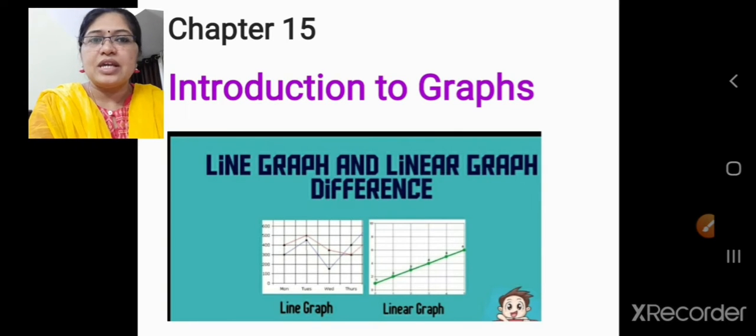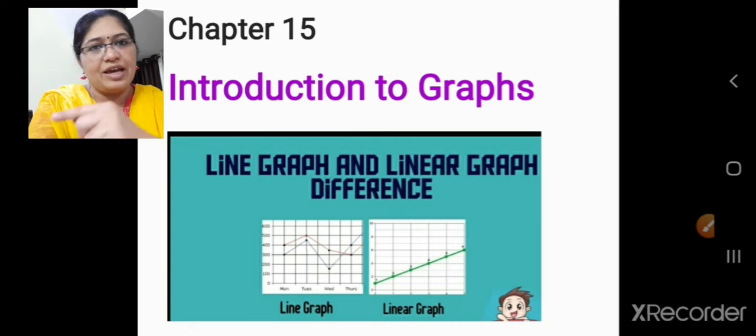Here, line graph and linear graph. It is given, line graph and linear graph. From the word line graph, you can understand that it's a graph where there is a straight line. Lines are there. But linear is also a line only. So what is the difference between line graph and a linear graph? So let us see.